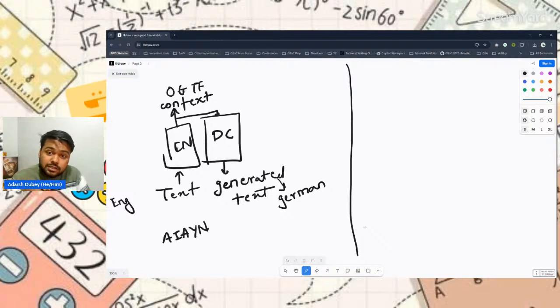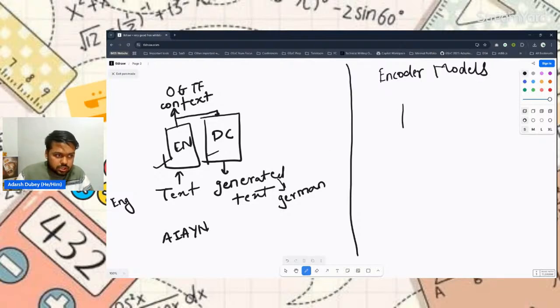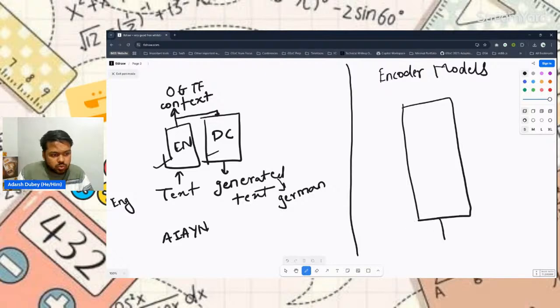People explored what if I just use the encoder block of it, because you can see there are two blocks, encoder and decoder. So we created something called encoder models, or encoder-only models, which have just one block, called, yes, you guessed it right, the encoder block. What does it do? You need to understand what this encoder creates. It creates context.